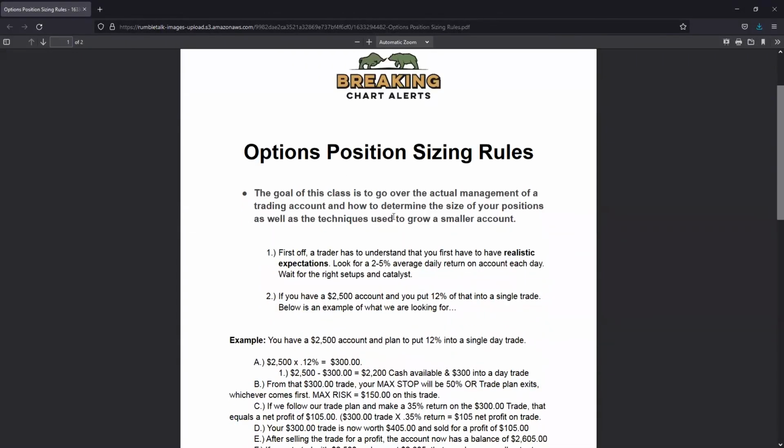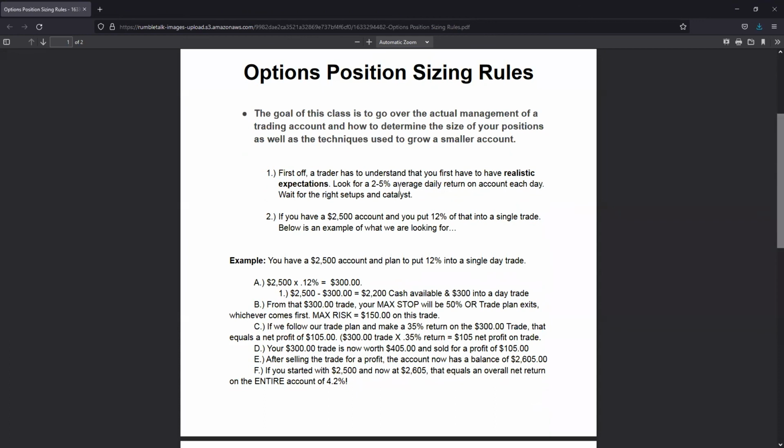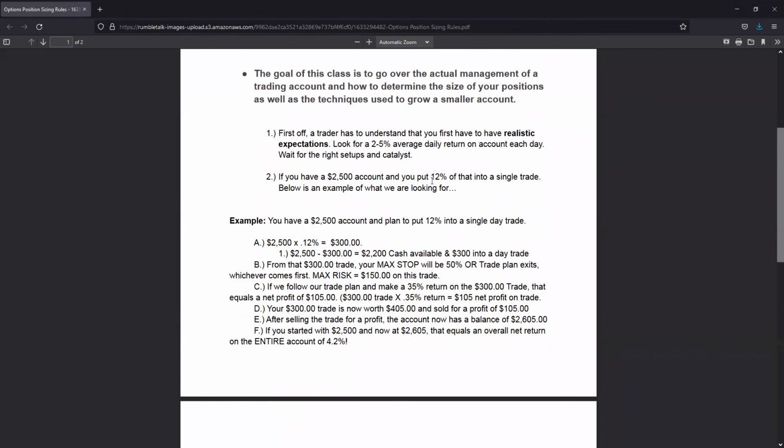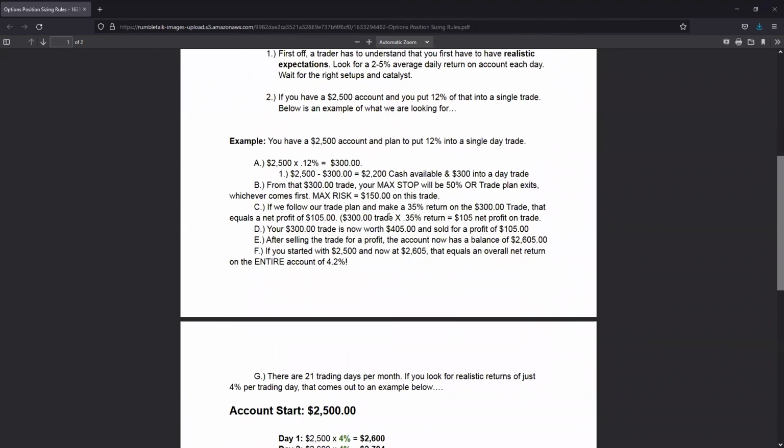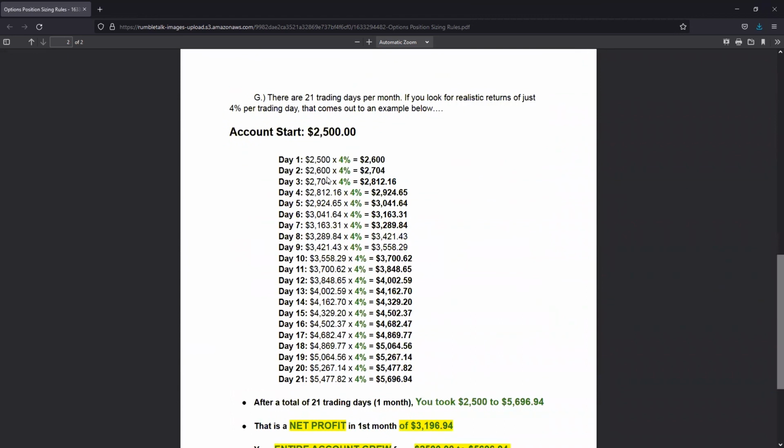Position sizing rules are looking for a quick 2 to 5% average daily return on your account. Up to 12% I'd be going with on a $2,500 account. So that's going to be $2,500, 12%, a $300 trade. You're looking for those quick entries in and out, and this is what you're trying to do with your account there. So I posted this in the trade room for you guys.